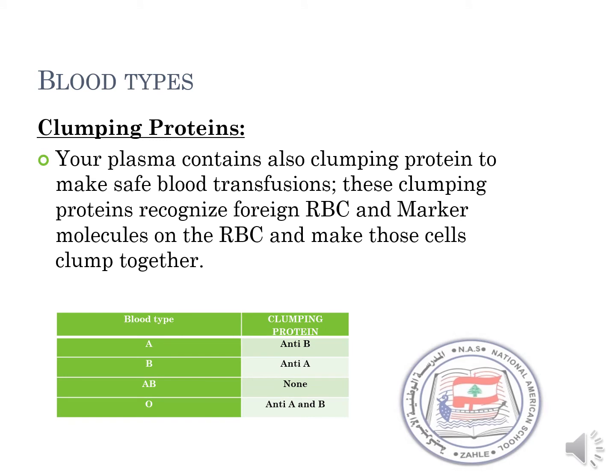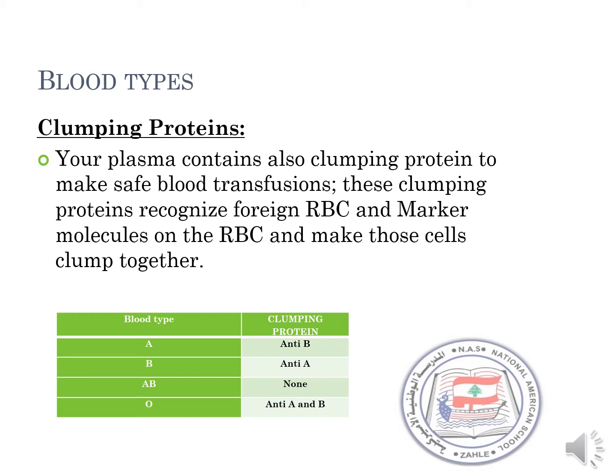To answer the question why blood clumps sometimes while doing transfusion: your plasma also contains clumping protein. These clumping proteins recognize foreign red blood cells and marker molecules on the red blood cell and make those cells clump together. This figure shows that each type of blood has a clumping protein.